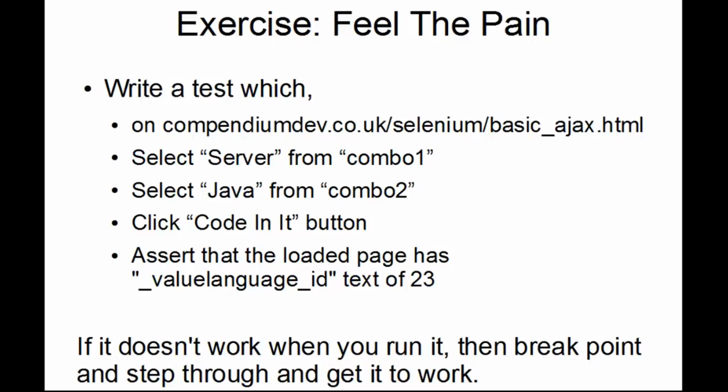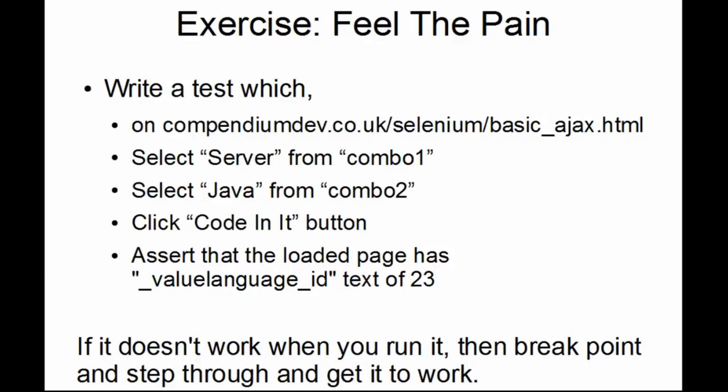So I want you to go to compendiumdev.co.uk/basic_ajax.html. From the first combo, select Server. From the second combo, select Java. Then click the Code in it button and assert that on the loaded page, the item with the id language-id has a text of 23. Now that shouldn't work because we need some synchronization points. Then what I want you to do is breakpoint it and step through it and get it to work. And identify what synchronization points you think you might need in that test.